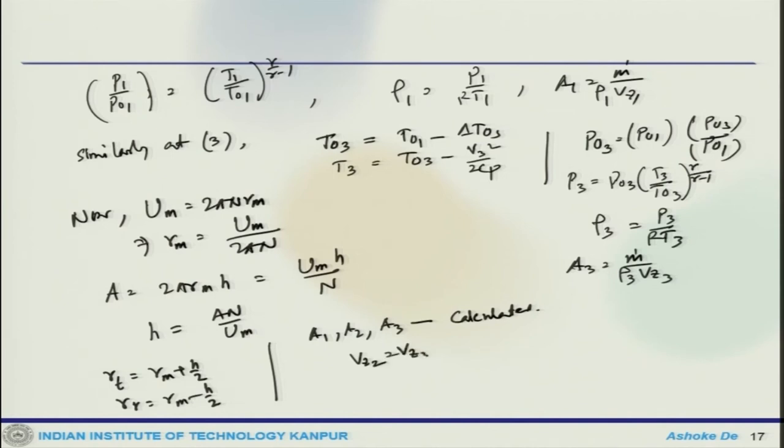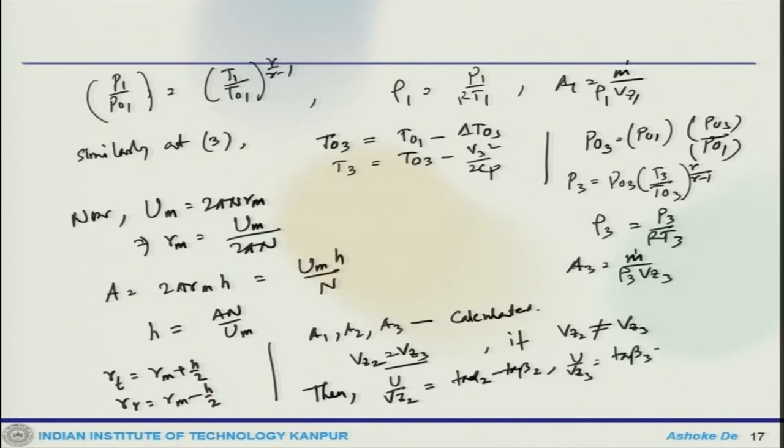for Vz2 equals Vz3. If Vz2 is not equal to Vz3, then U by Vz2 equals tan alpha 2 minus tan beta 2, and U by Vz3 is tan beta 3 minus tan alpha 3, and psi equals 2 Cp delta T0s by U square, which is 2 by U times (Vz2 tan alpha 2 plus Vz3 tan alpha 3). Also, if the flare is not symmetrical, then U must be replaced by Um2 and Um3.